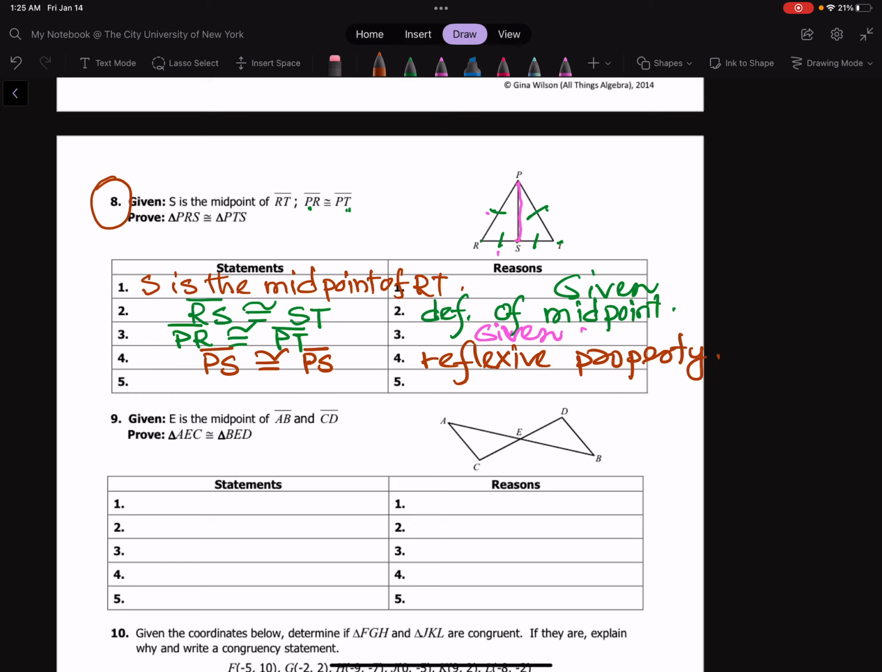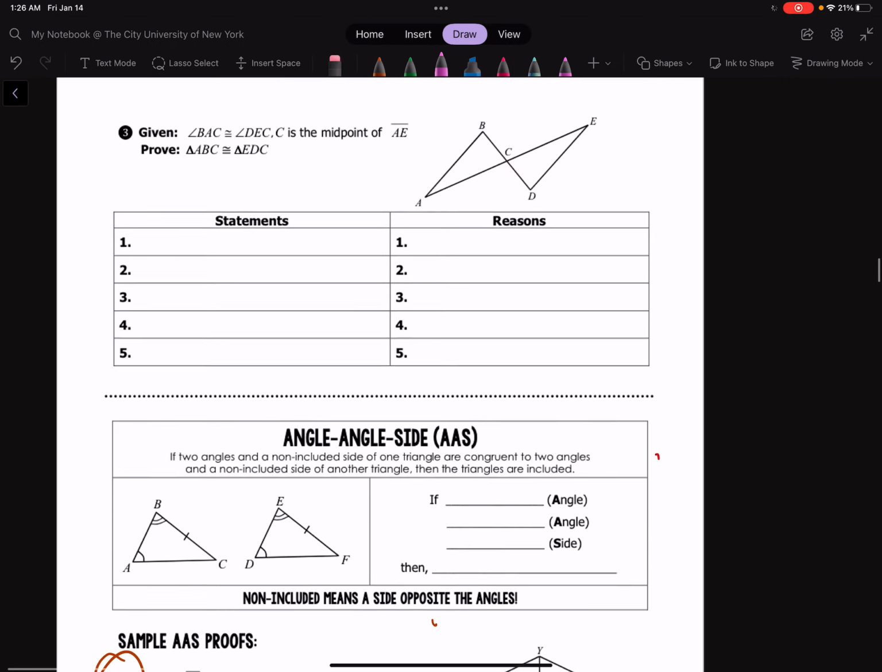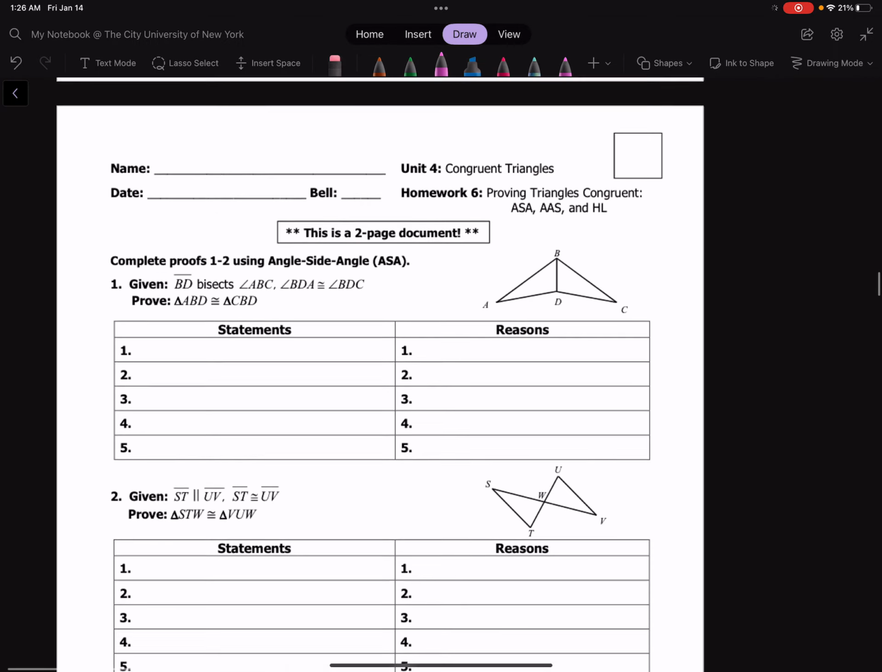So we can say now, you see, three of the sides are congruent to each other. So we can say triangle PRS is congruent to triangle PTS. All right, why? Because of three sides: side, side, side. I will not be going any further because you can go over whatever we have done in class. That will be good enough for you.